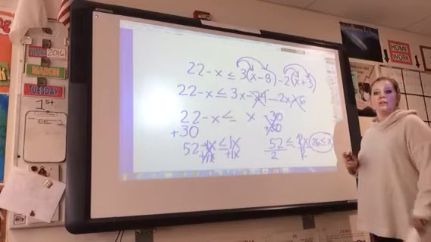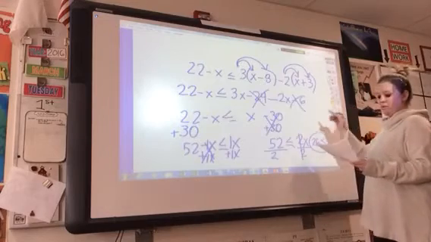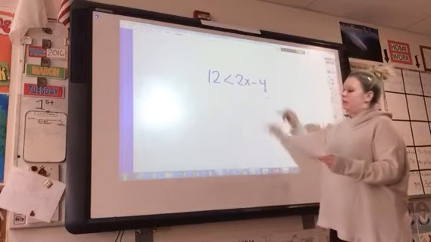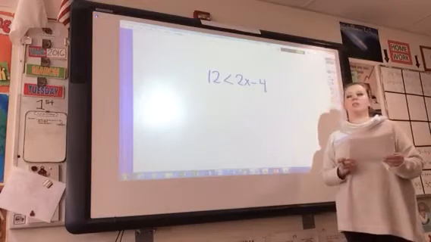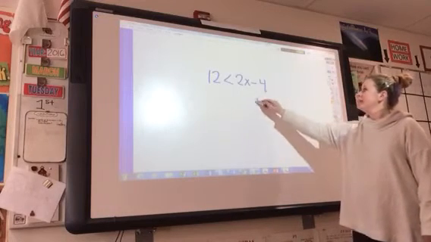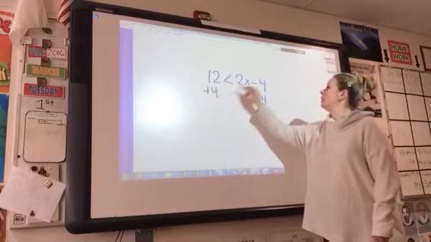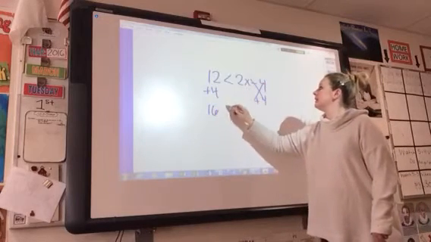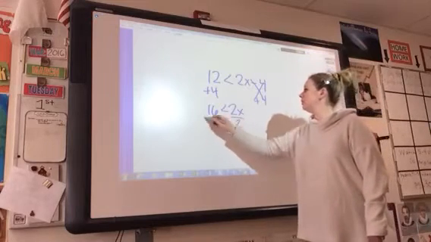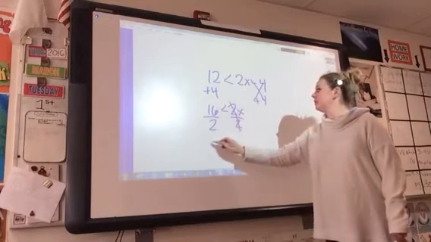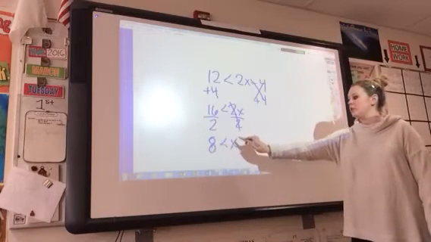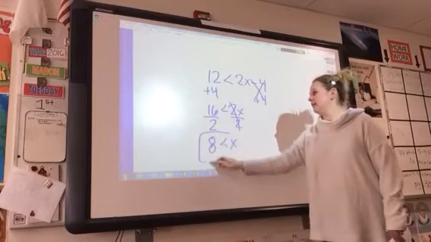Okay, next, we're going to do this one. This one isn't as difficult. So, Emmanuel, what would we do? You add the 4 to 12. Add 4. I get 16 is less than 2x. And then you divide by 2. Don't need to flip the symbol. So 8 is less than x, but I read from the variable. So x is greater than 8. Okay?